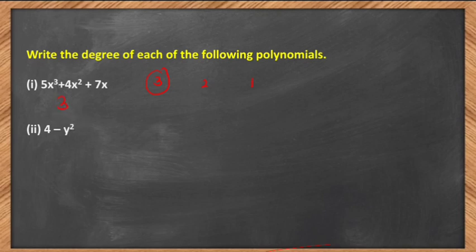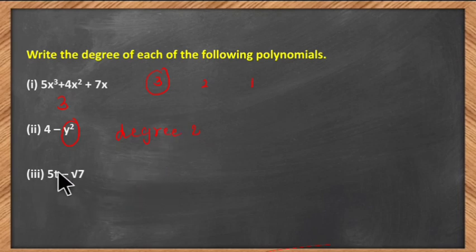Next, 4 minus y square. So what are the variables here? Here you are having only one variable, that is y square. What is the power here? 2. So degree is 2. Here 3, here 2.